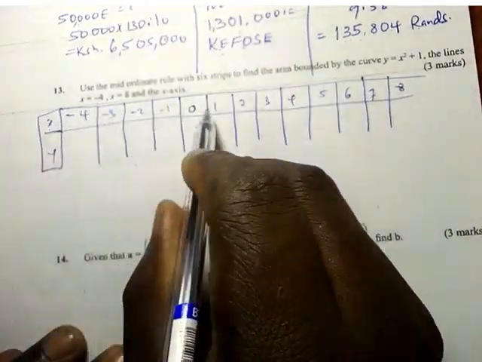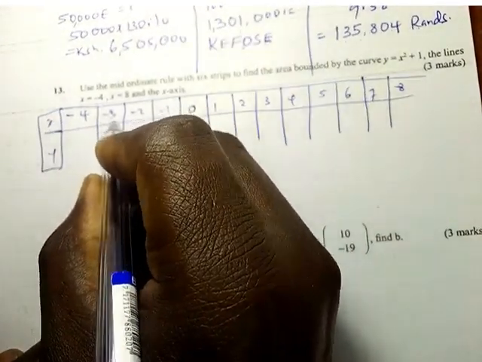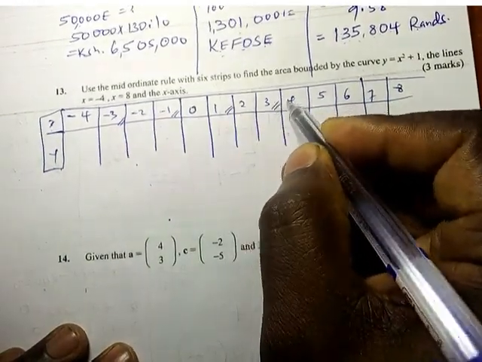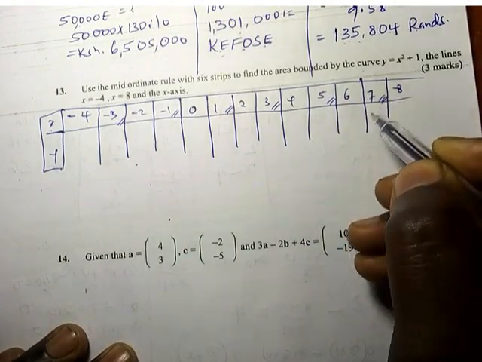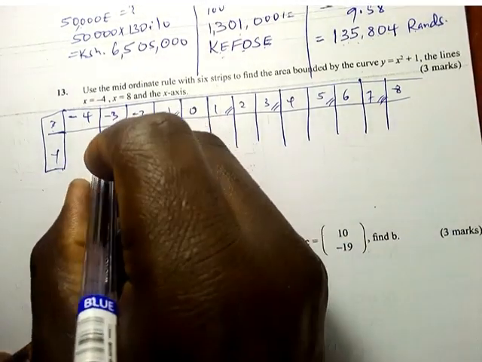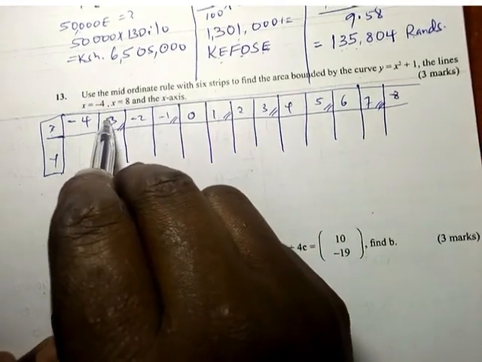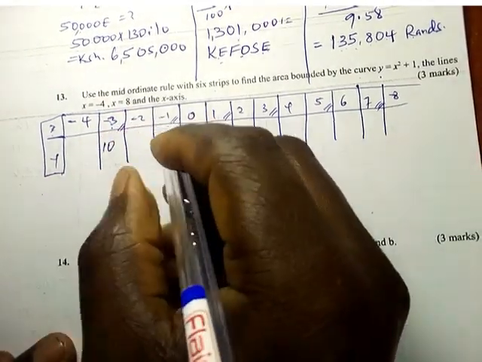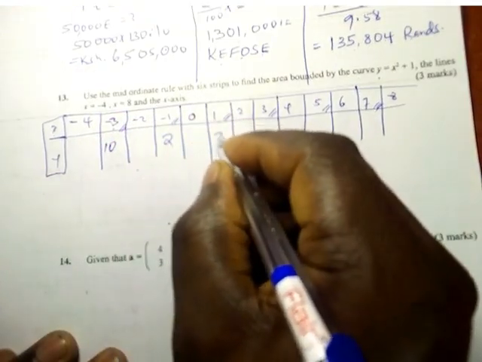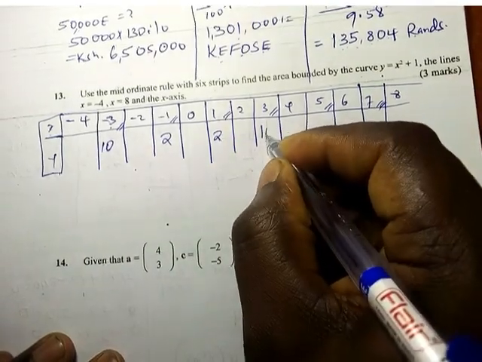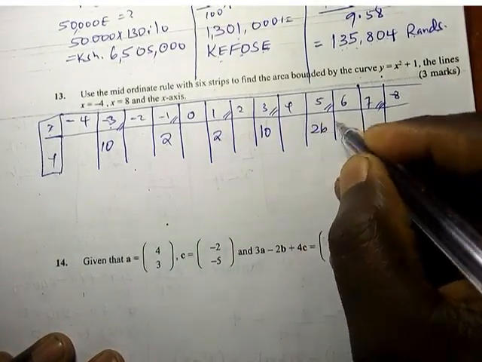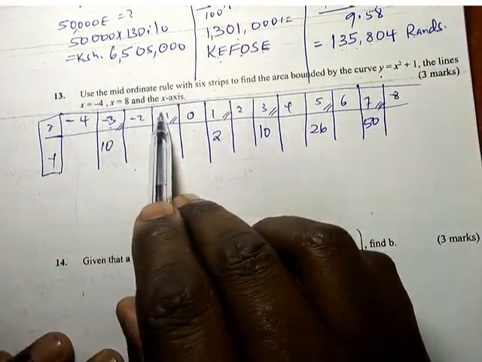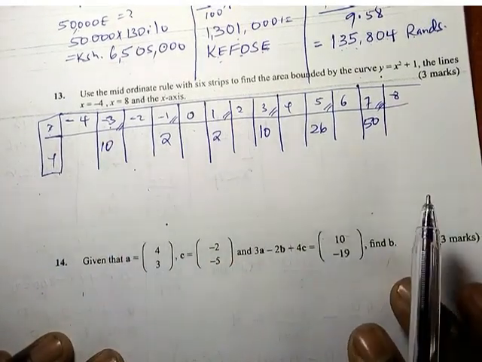But we are not using this, we are using the mid-ordinate, so we are using now these ones, the mid-ordinates only. So here, you substitute the value of the mid-ordinate in this equation, you get the value of y. This one will give you 10, 2, 2, 10, 26, 50. These ones are called the ordinates, but these are the mid-ordinates.